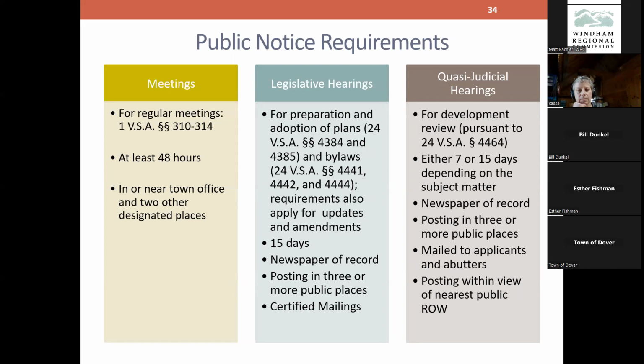And for quasi-judicial hearings, depending on the type of application, it's either a 7 or 15-day notice, and that is specified in that section of statute, 4464. Similar to the legislative public hearings, you need to publish in the newspaper, post in 3 places, mail to the applicant and to the abutters, and there also needs to be a notice posted within view of the nearest public right of way.